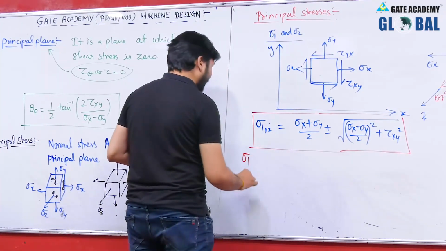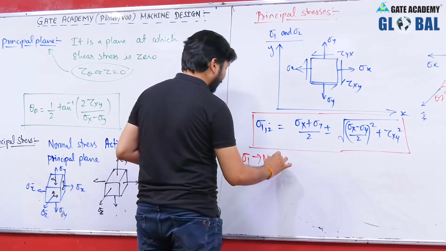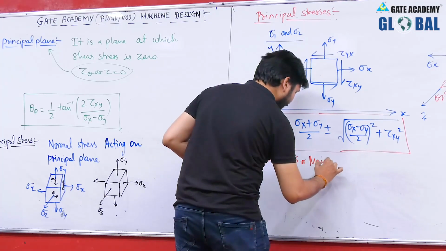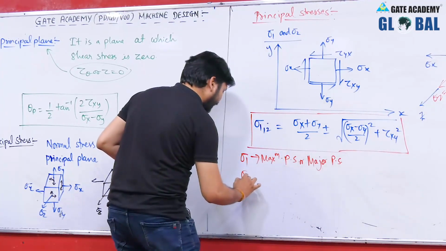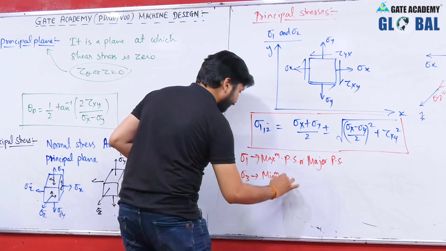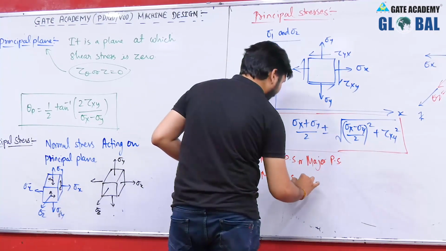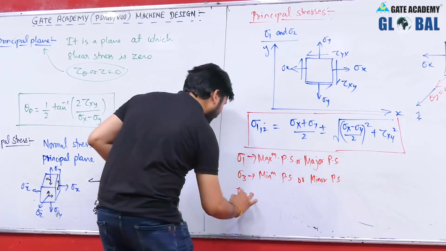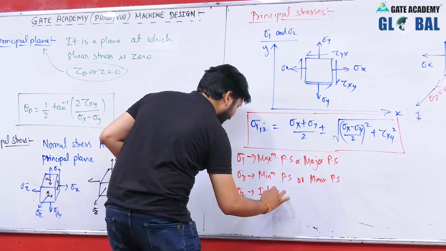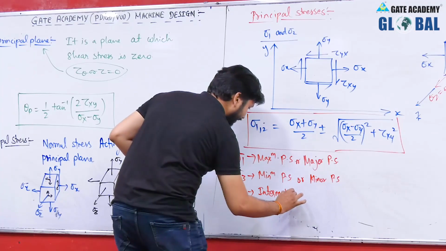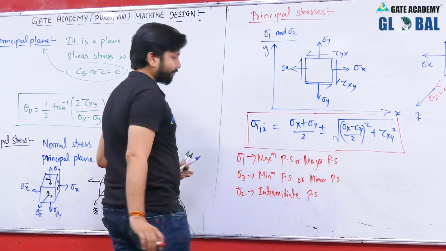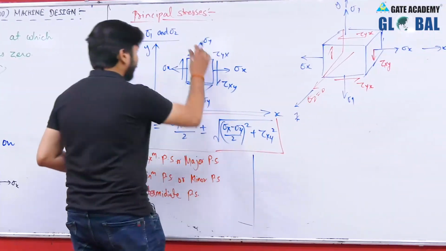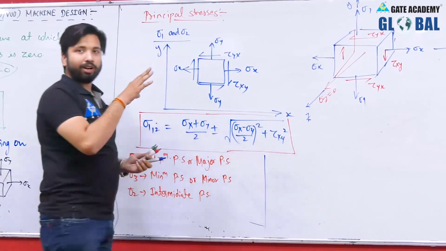Sigma 1 is the representation of the maximum principal stress, or you can say major principal stress. Sigma 3 is the representation of minimum principal stress or minor principal stress, and sigma 2 is the intermediate principal stress.